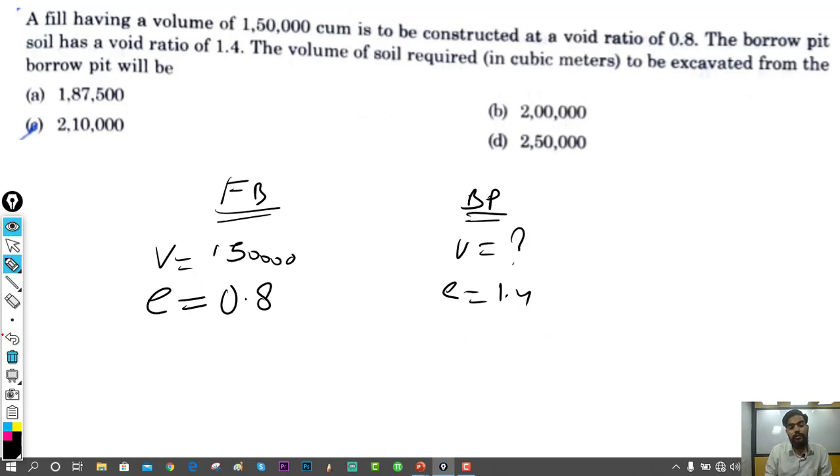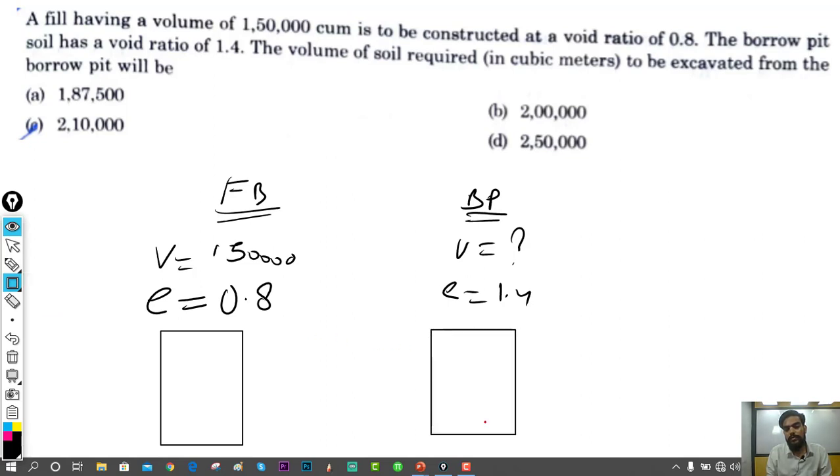So if we draw the phase diagram of both soils, this is the phase diagram of the fill soil, and this is the phase diagram of the soil in the borrow pit. Okay, so this is solid, this is water, and this is air. This is also solid, water, and air.